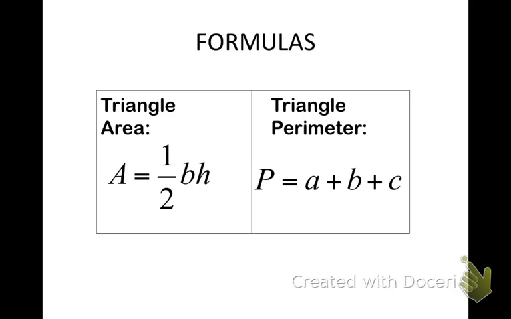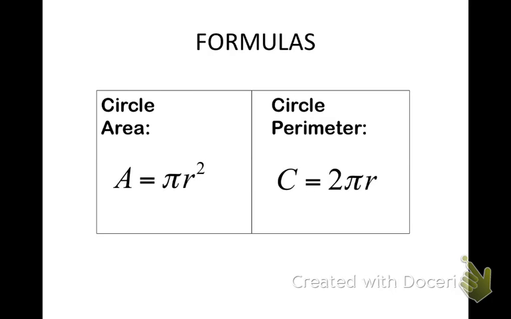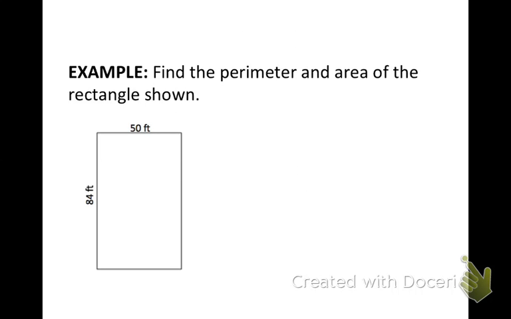Alright, so we're going to skip circle. We'll go to circle on Monday. So skip down to our first example. Here we have what type of shape? Rectangle. We need to find the perimeter of that rectangle. So if you like to think about perimeter as just adding up all the sides, you could just take 50 plus 84 plus 50 plus 84 in your calculator and get a number.